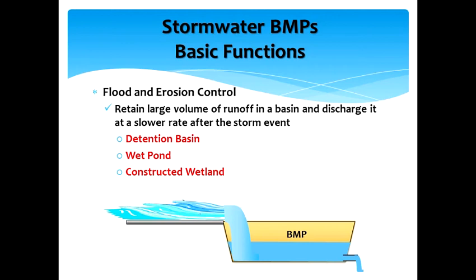Stormwater BMPs are designed to perform pollution control, flood control, and erosion control, as well as provide groundwater recharge. In order to provide flood control, the BMP retains the volume of runoff produced by the drainage area and then releases the runoff slowly. Detention basins, wet ponds, and constructed wetlands are BMPs that control flooding. Some of these BMPs will discharge the runoff entirely and empty completely, but some of the BMPs will retain some depth of water after discharging runoff. We will discuss these BMPs in more detail later.